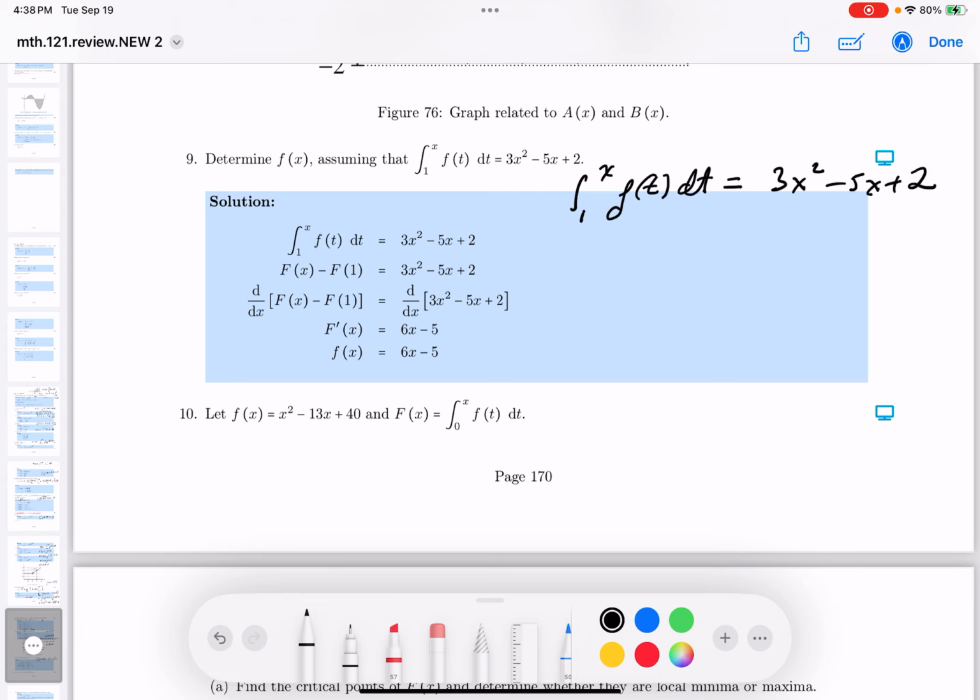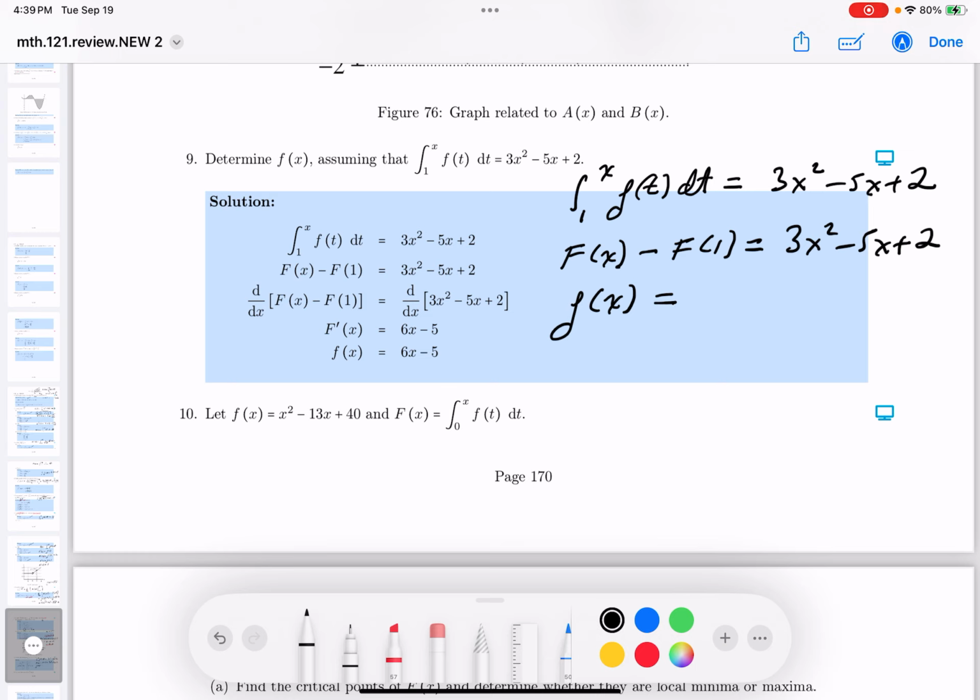And what I'm going to do here is simply say that the left-hand side is going to be some antiderivative evaluated at x, minus the antiderivative evaluated at 1, and that would equal 3x squared minus 5x plus 2. I'm going to differentiate both sides now, and what are you going to get? Well, you're going to get lowercase f of x. Now, whatever f is, when you evaluate at 1 as a constant, its derivative is going to be 0.